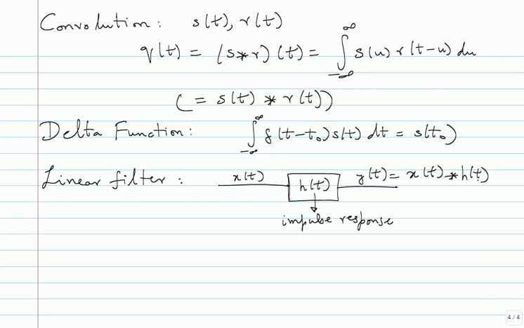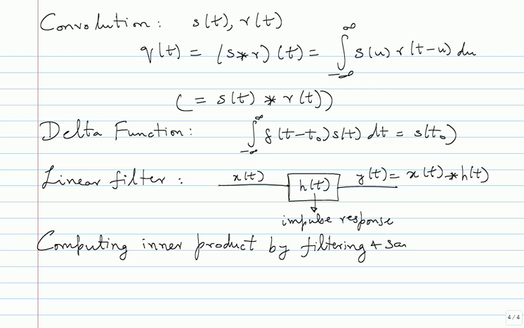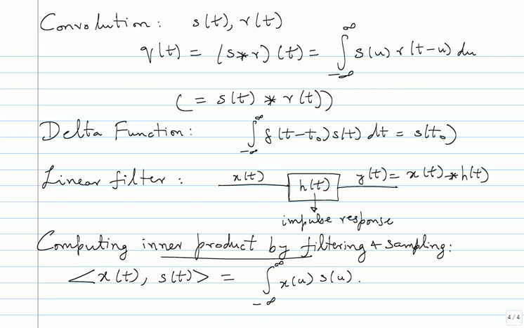Okay, the next one, a small aside which will be important for us, is computing the inner product by filtering and sampling. Maybe you have not seen this very formally. It's quite important. So how did I define the inner product for two functions? If I have two functions, x of t and s of t, I'm sorry, doing convolution already. The inner product between x of t and s of t is defined as the integral from minus infinity to infinity of x of u s star of u du. That's how I define my inner product.